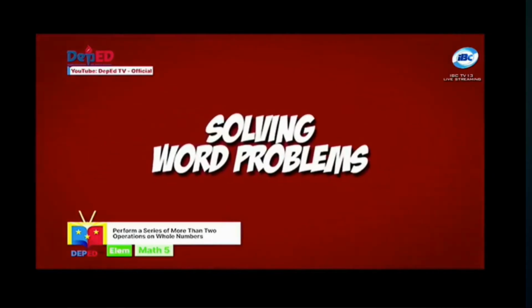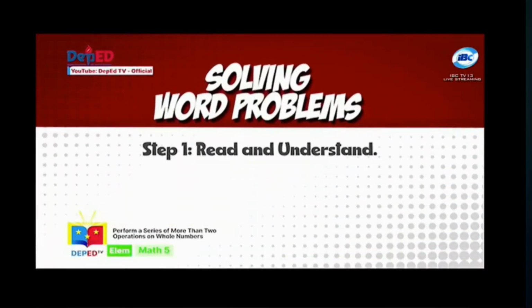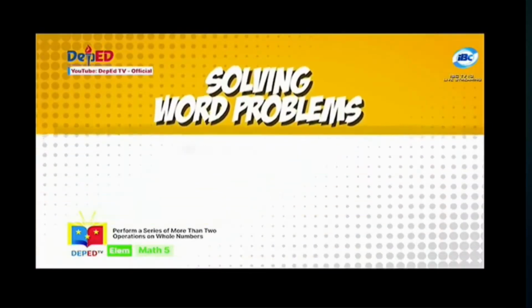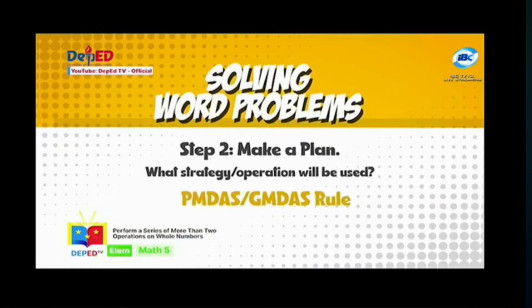Then, question 2. Identify the given facts. The price of each t-shirt is 400 pesos. The total number of t-shirts to purchase is 4. And the discount to the price of each item is 200 pesos. Second step is to plan. In this case, we will use the PMDAS or the GMDAS rule to solve for the numerical expression.